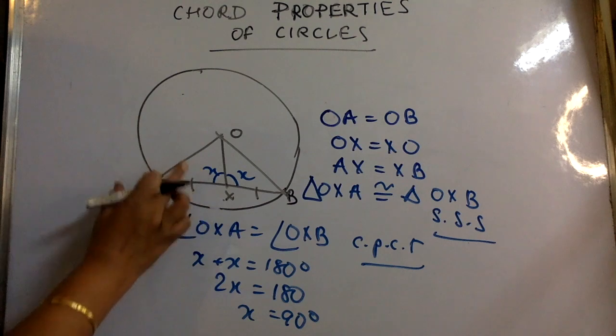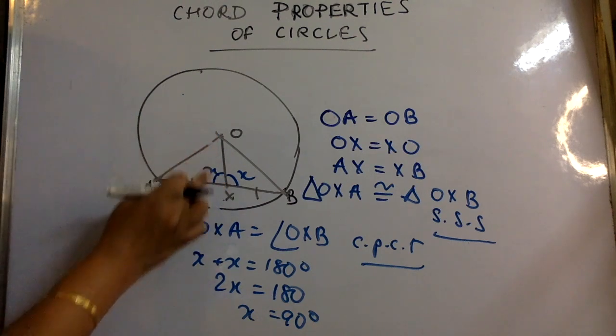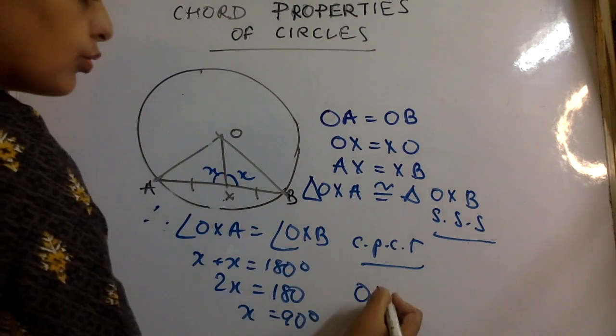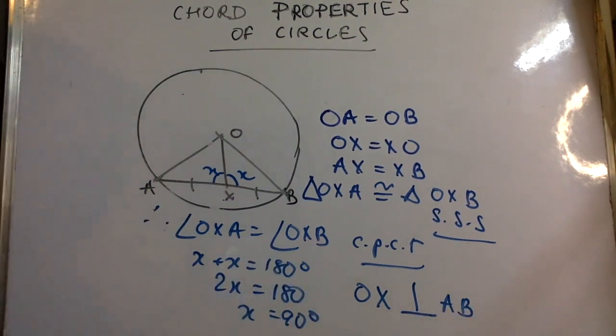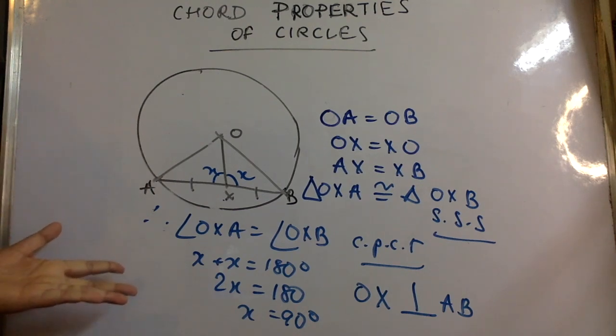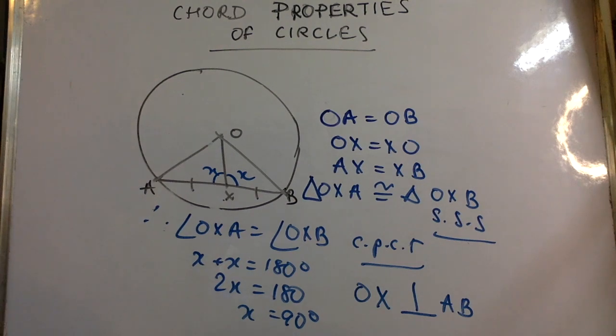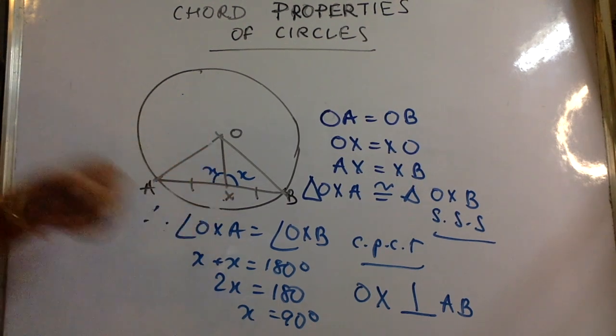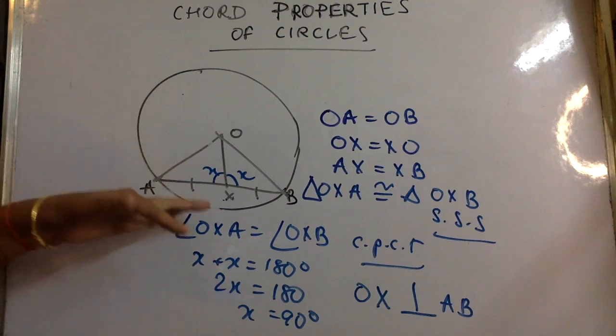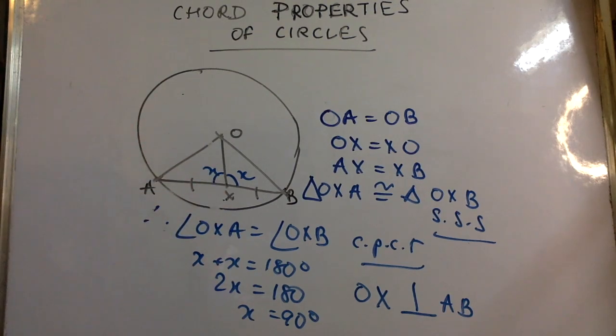Therefore, we have proved that this line OX is perpendicular to AB. I have proved it in two different ways. Once from this is perpendicular, then it bisects, and the other one was it is bisecting and therefore it is perpendicular. Okay, so we'll do some sums on this.